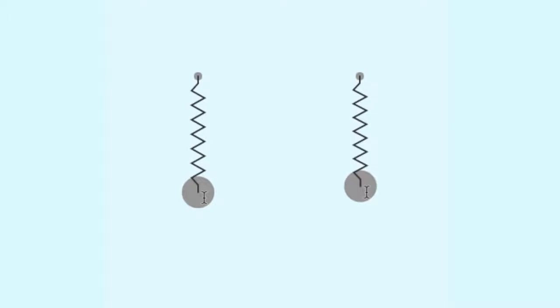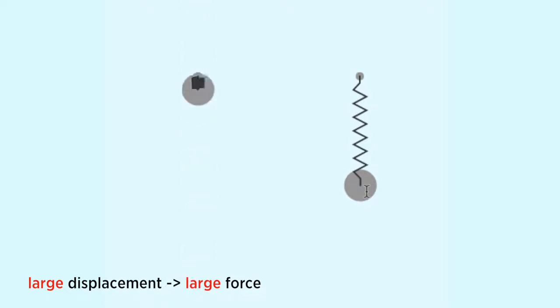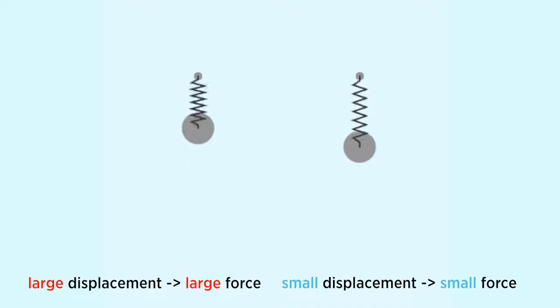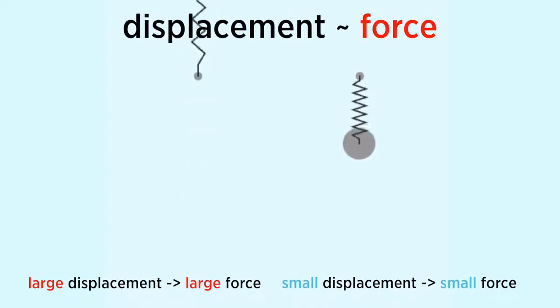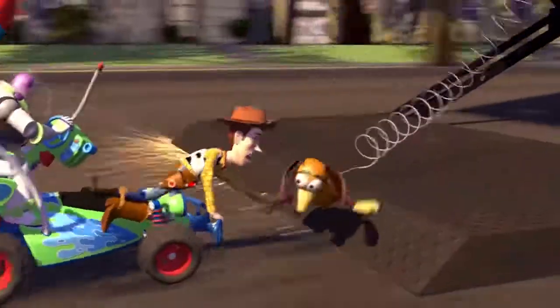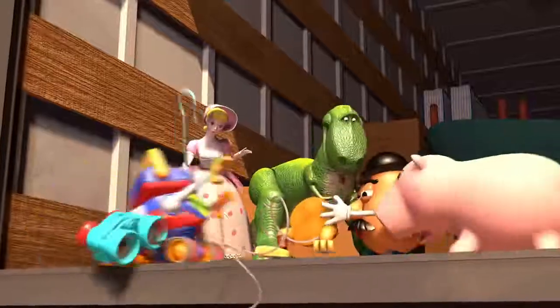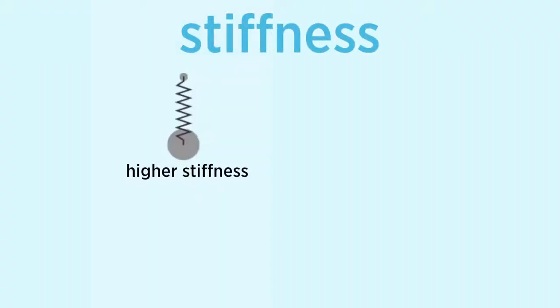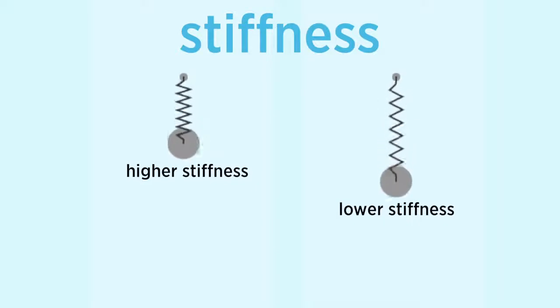So Hooke's observation was quite simple. He noticed that a larger displacement results in a larger force, while a smaller displacement results in a smaller force. That is, he noticed that the displacement is proportional to the force. However, every spring is different. Some take a lot of force to displace, and some are really easy to displace. So Robert Hooke introduced the idea of stiffness to account for how hard it is to displace a given spring.